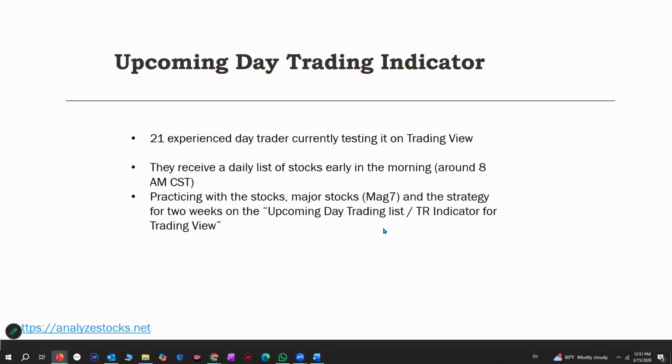And then we have modified the TR indicator along with some day trading support and resistance levels for TradingView. So in order to have this, you will need to have an account with TradingView. And to do the live trading, your account in TradingView should be linked with your brokerage account, like Interactive Brokers and other brokers who support the TradingView platform.